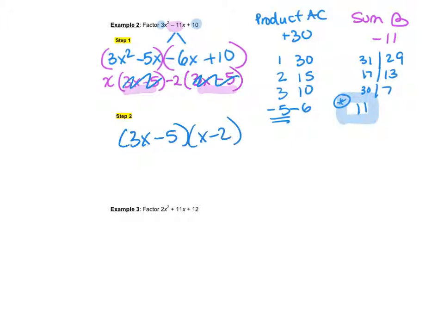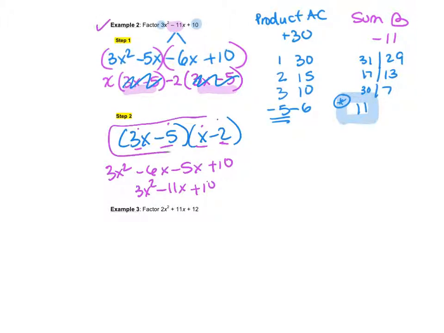And you could check your work again. If you wanted to check your work, you could say, all right, let's see. First times first is 3x squared. Outer times outer is negative 6x. Inner times inner is negative 5x. Last times last is positive 10. 3x squared minus 11x plus 10 is correct. So I know that that's my factored form. Let's look at the next one.